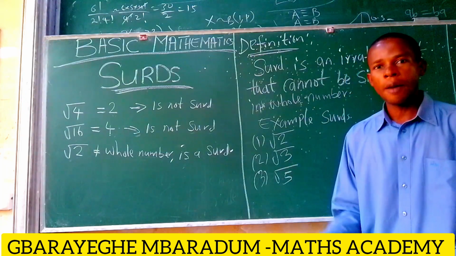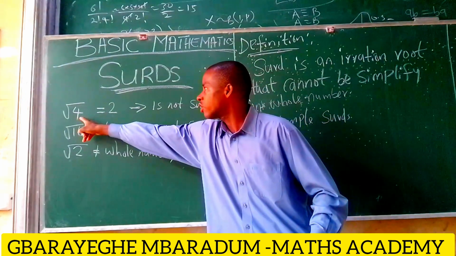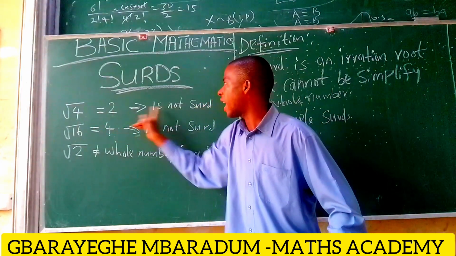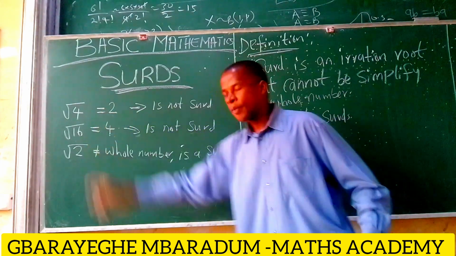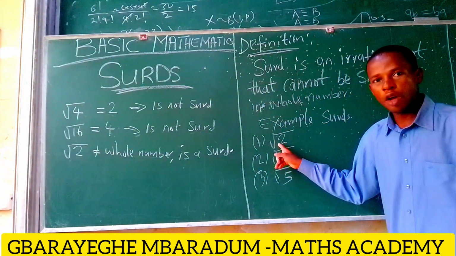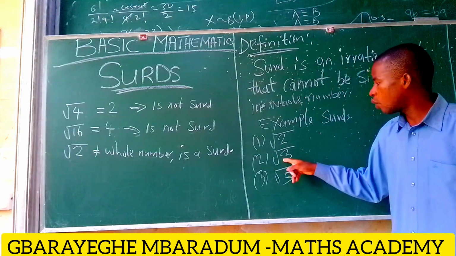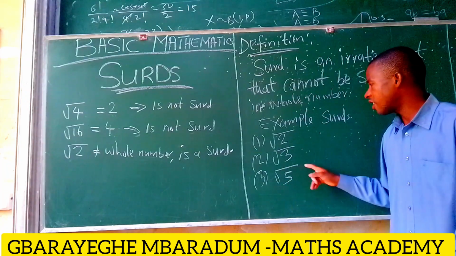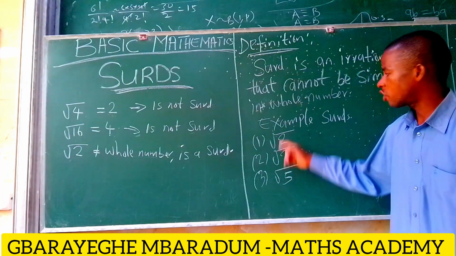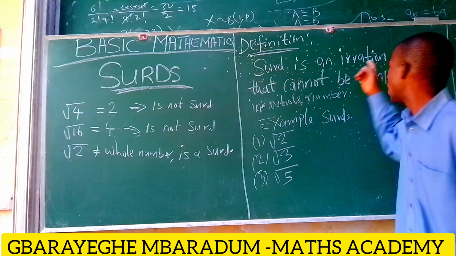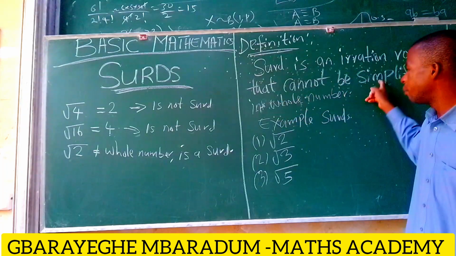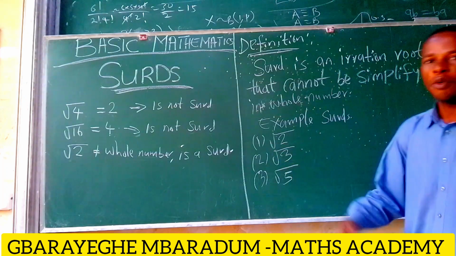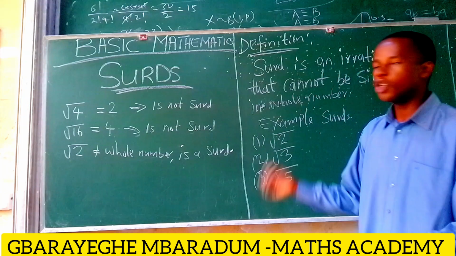Since they did not give us a whole number, as the square root of 4 gave us 2, this 4 is not a surd because it gives us a whole number. But the square root of 2 is going to give us a decimal number, right? Root 3 also gives decimal numbers, and root 5 also gives decimal numbers. So all these are surds, because they are irrational roots that cannot be simplified into a whole number, and they cannot be simplified into a simplest form. So that is the definition of surd.